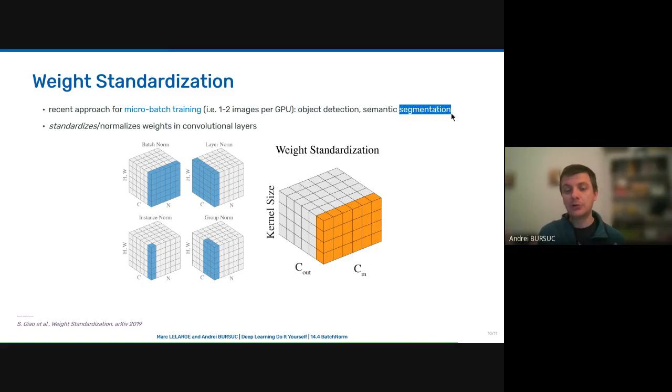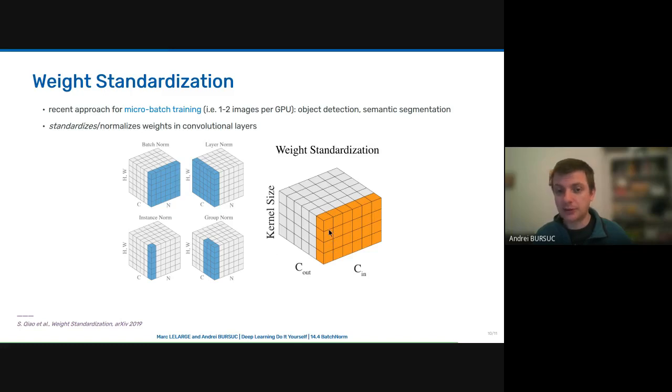Or semantic segmentation, where we input high resolution images and we have to output high resolution segmentation maps of the same resolution as the input. So this requires a lot of GPU memory, and again, we cannot afford having big mini batches. So the authors here in weight standardization propose a solution. Differently from the previous methods where you were normalizing the activations, they normalize the weights. This method can be used with both batch norm and group norm.